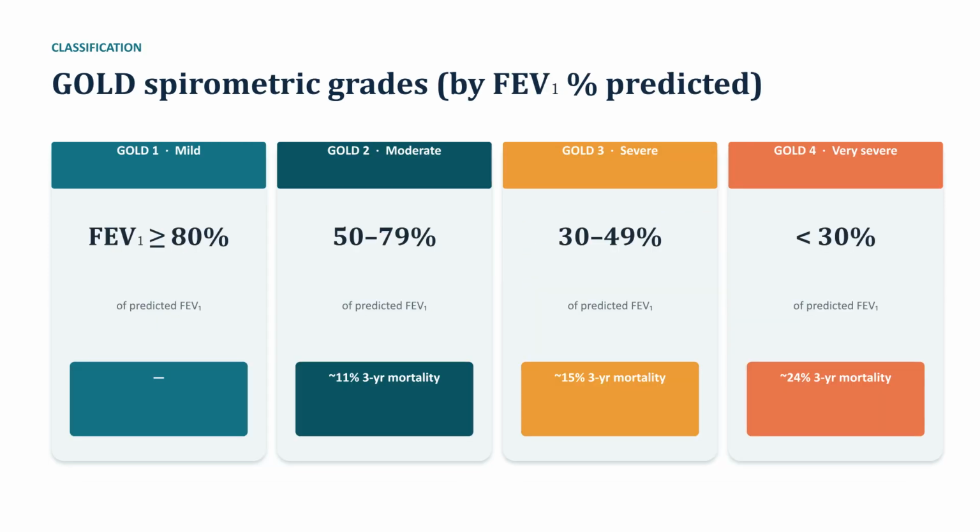Spirometry is essential to confirm the diagnosis. The hallmark is a post-bronchodilator FEV1/FVC ratio below 0.70. This demonstrates fixed obstruction, distinct from asthma. Only screen patients who have symptoms. Do not screen asymptomatic individuals.